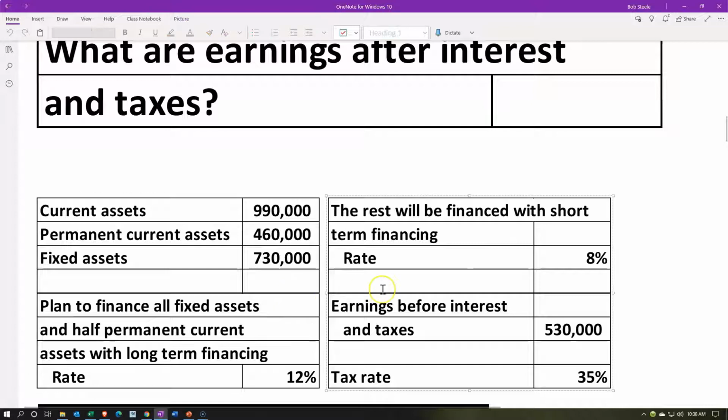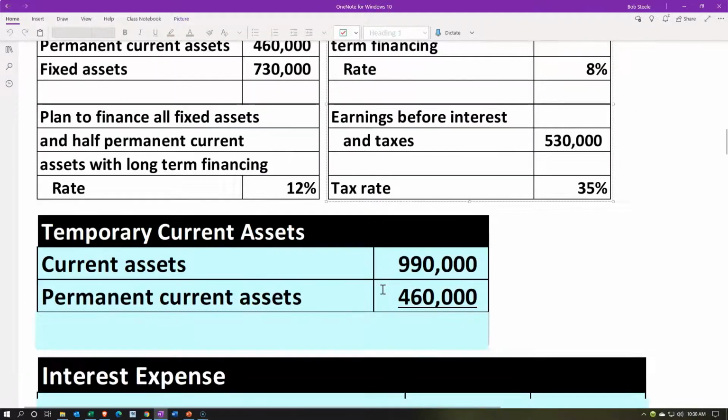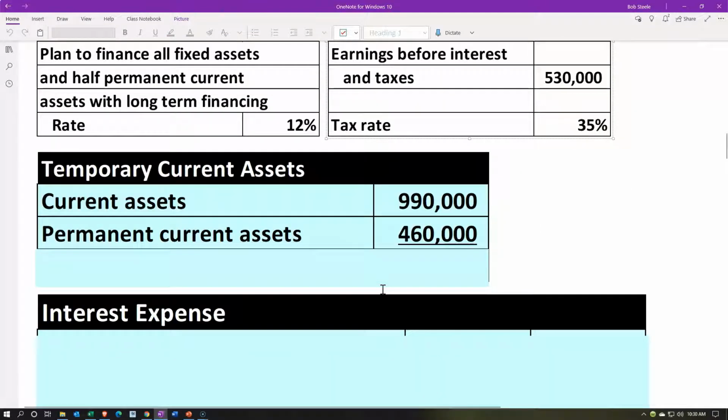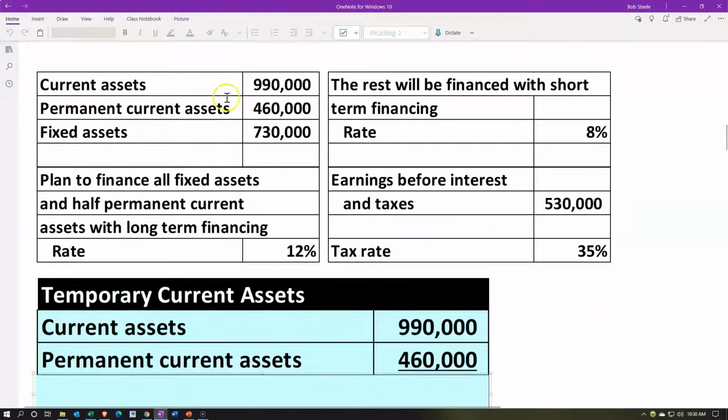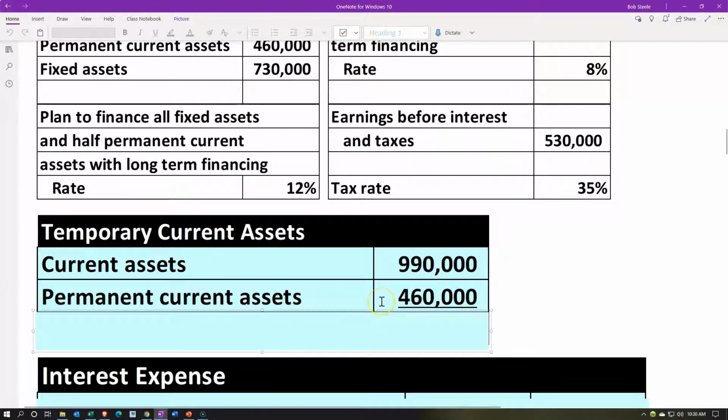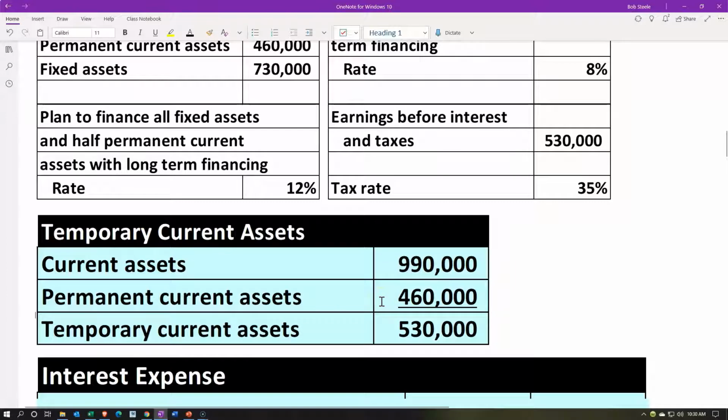So we have a smaller kind of recap of our numbers here that we can then use to work through the practice problem. So we're going to start off up top with the temporary current assets. We've got the total current assets were given to us. So the total current assets here, we've got the permanent current assets are the 460. Therefore, the temporary current assets are going to be the 530,000.